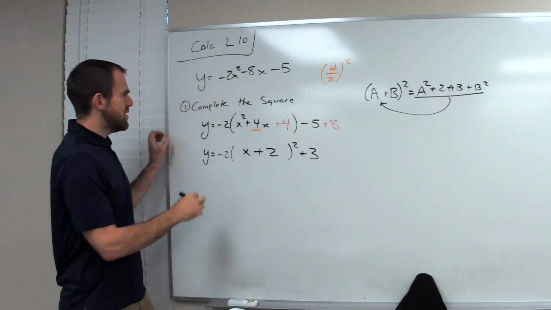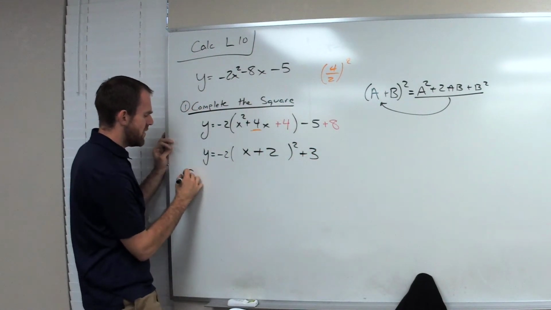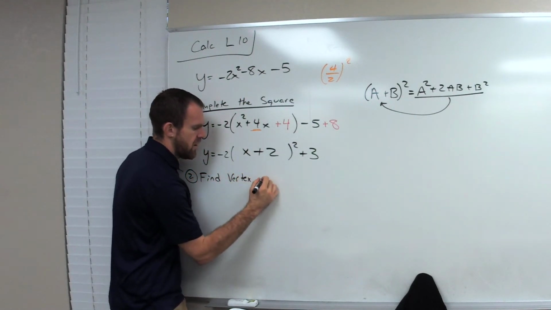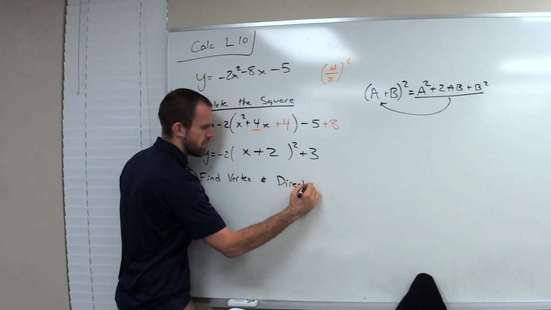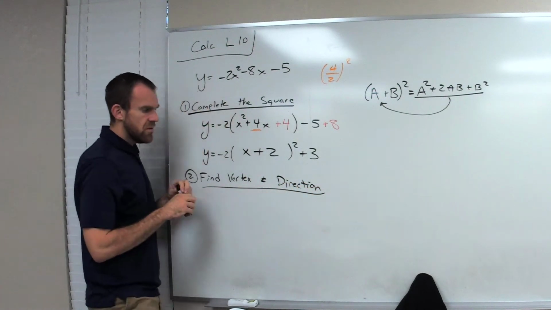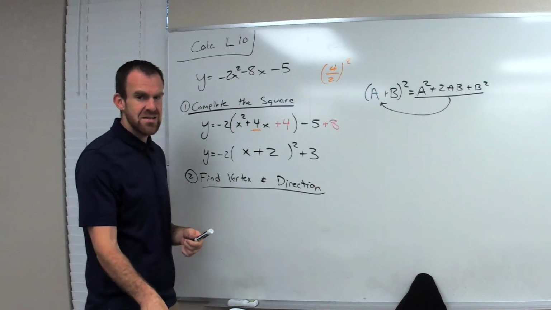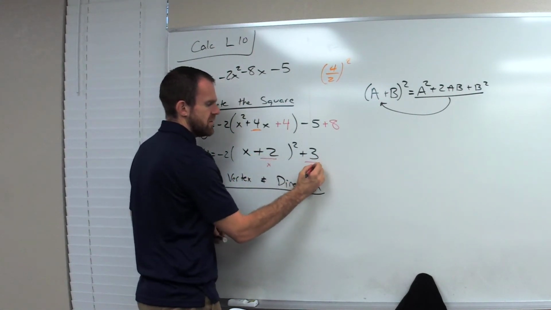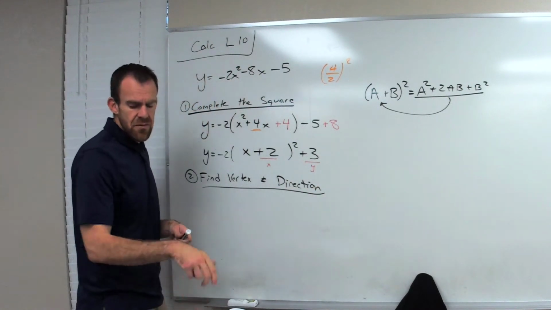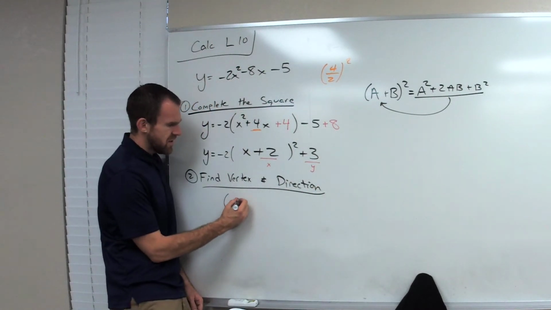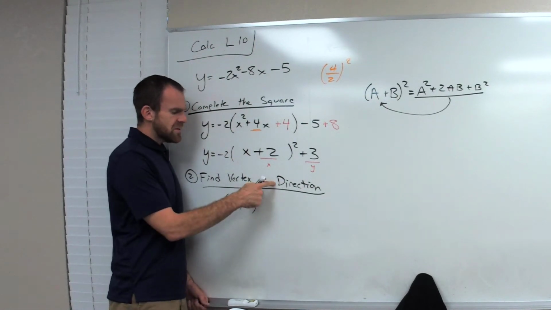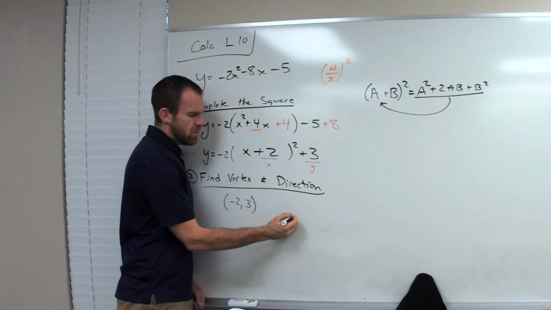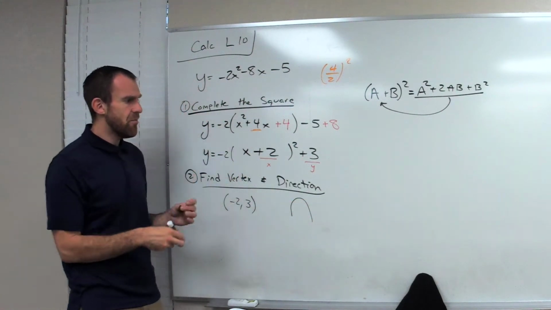Now, what does this tell us? By completing the square, I can find the vertex and the direction. So the vertex is really easy to find. It is the opposite of this number for the x and this number for the y. So the vertex for this parabola is going to be -2, 3. The direction is going to be the sign of this number in front. If it's negative, it points down. If it's positive, it points up.